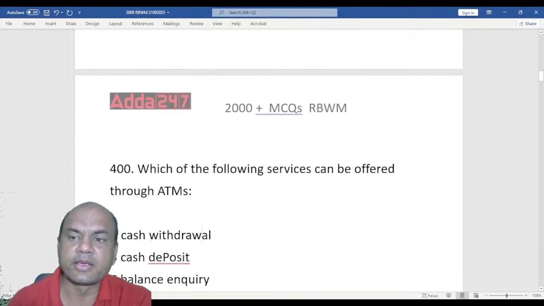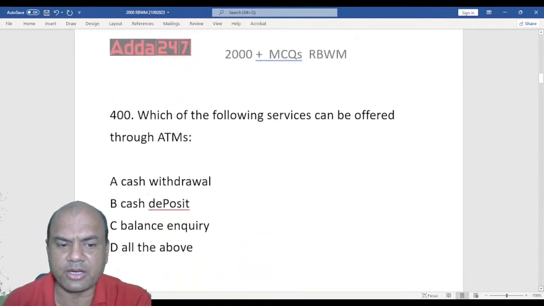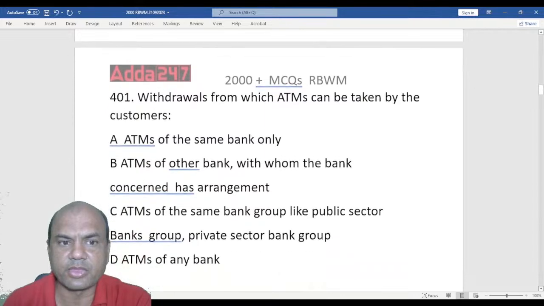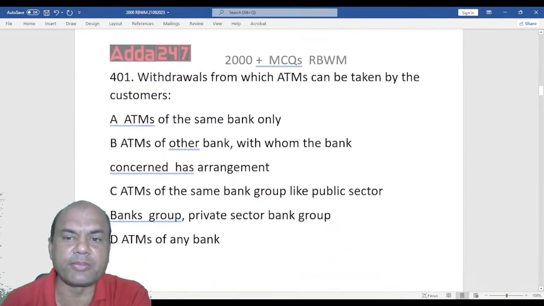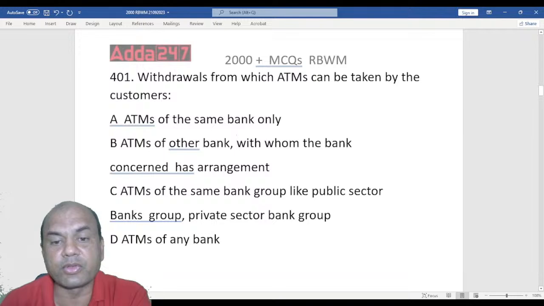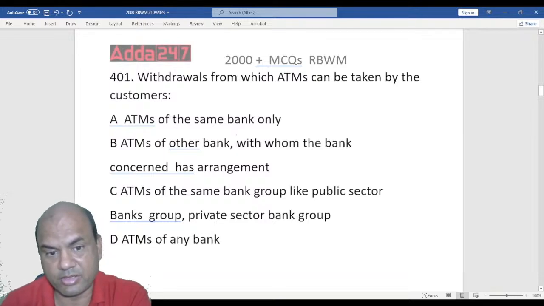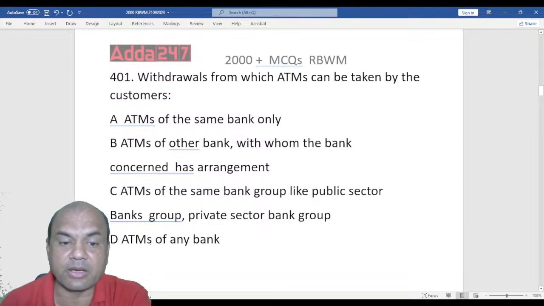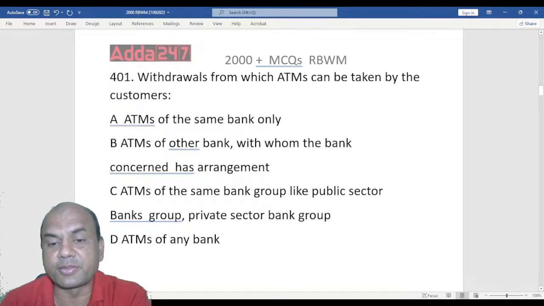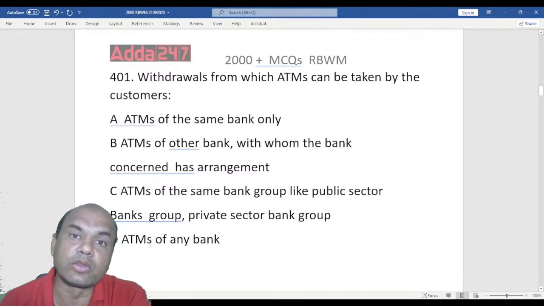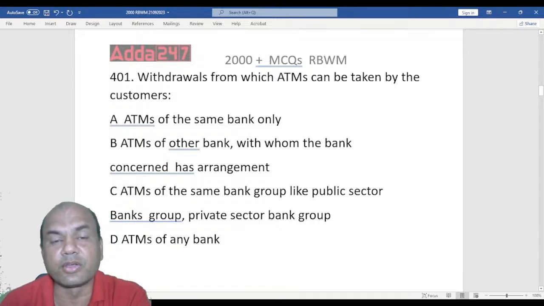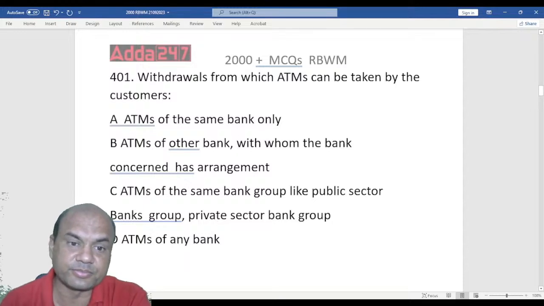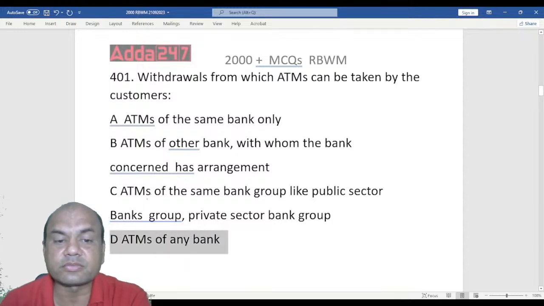Okay, next one. Withdrawals from which ATMs can be taken by the customers? ATM from the same bank only, ATM from the other bank with whom the bank concerned has an arrangement, ATM of the same bank group like public sector bank, private sector bank group, etc. Means from the same bank group. Suppose if there is a public sector bank, SBI, so all public sector banks only, no private sector bank allowed. And in a private sector bank, public sector banks not allowed. Is it so? Or ATMs of any bank. What is the right answer?